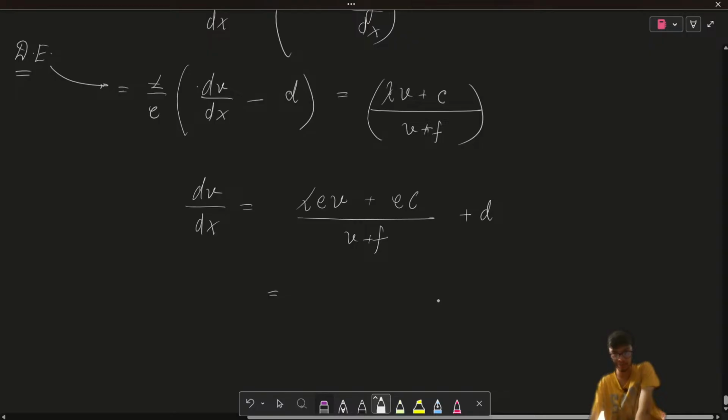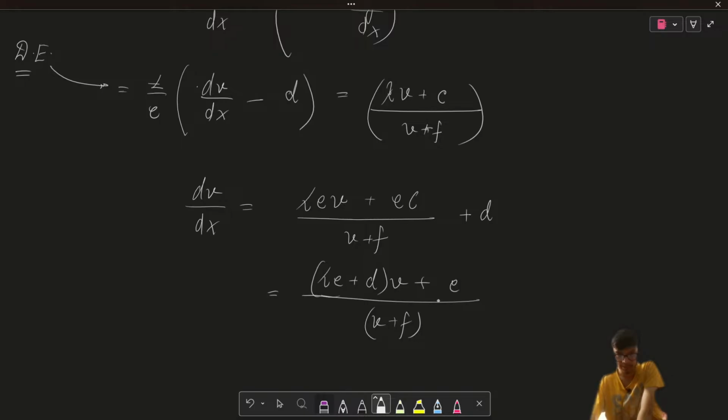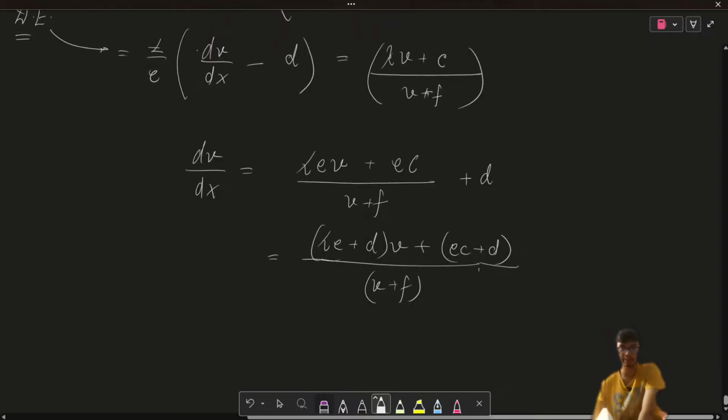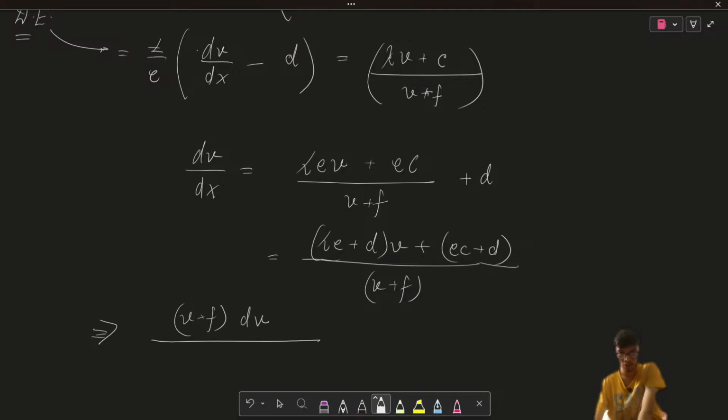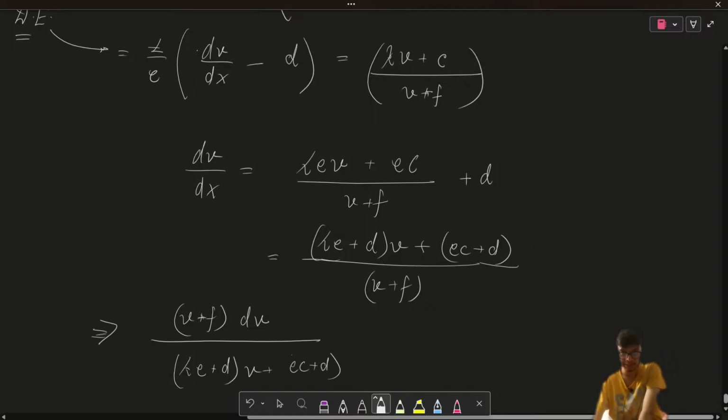And then if I simplify the expression, the denominator is v plus f, and in the numerator I have lambda e plus d, taking v part common, plus ec plus d, right? This is my modified form. Now I can take the variable separable form, so I can club the variable with v. So v plus f times dv, whole divided by lambda e plus d times v plus ec plus d, equals dx, right?